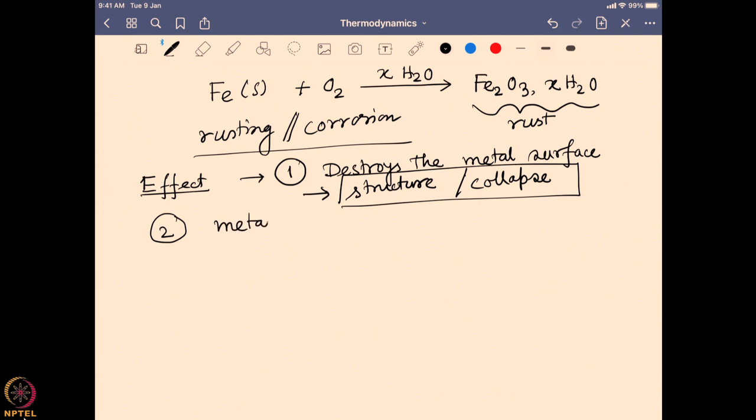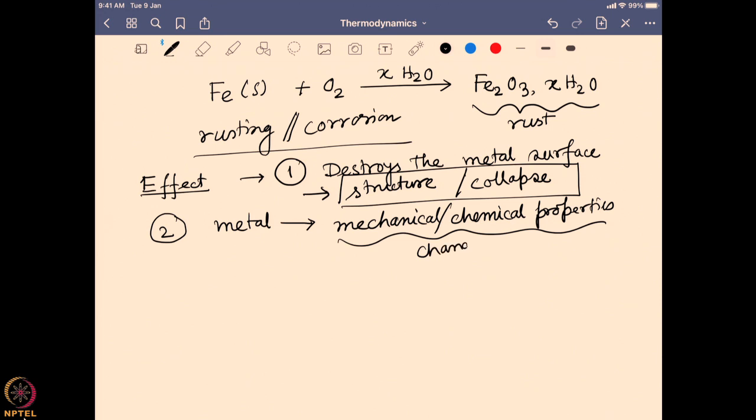Secondly, the metals have a particular property in their metallic form, their zero oxidation state. Once it gets oxidized, there is a change in mechanical or chemical properties during this corrosion. And this change in the mechanical or chemical properties is going to affect the overall activity of the metal. Previously, when the metal is present in its original form or in the form of an alloy, and once it gets oxidized, it may not show the same property again. And that is going to affect the applicability of that particular system.